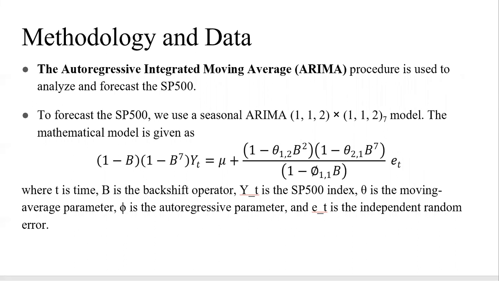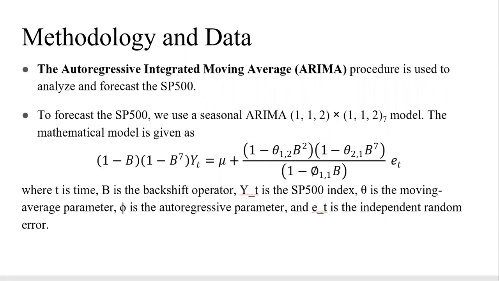In this research, we have used the autoregressive integrated moving average ARIMA procedure to analyze and forecast the S&P 500. The method allows for predicting the future values of the S&P 500 based on the combination of its past values and past errors. We follow the three stages of the ARIMA modeling: identification, estimation and diagnostic checking, and forecasting.